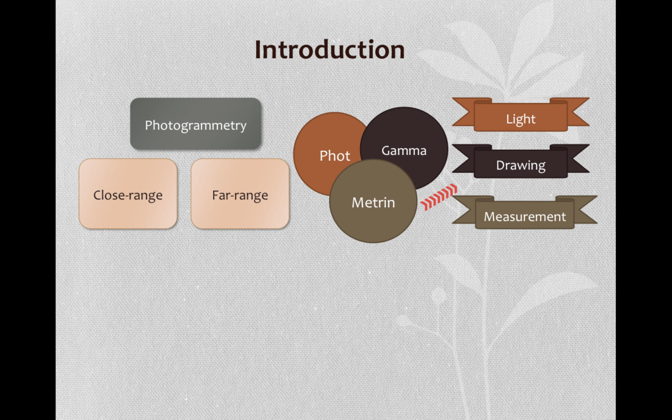There are two types of photogrammetry methods, which are the close-range and the far-range photogrammetry techniques. The close-range is for smaller surface areas, involving 1 mm² to 1 cm², whereas the far-range is for larger surface areas, involving m² to km².